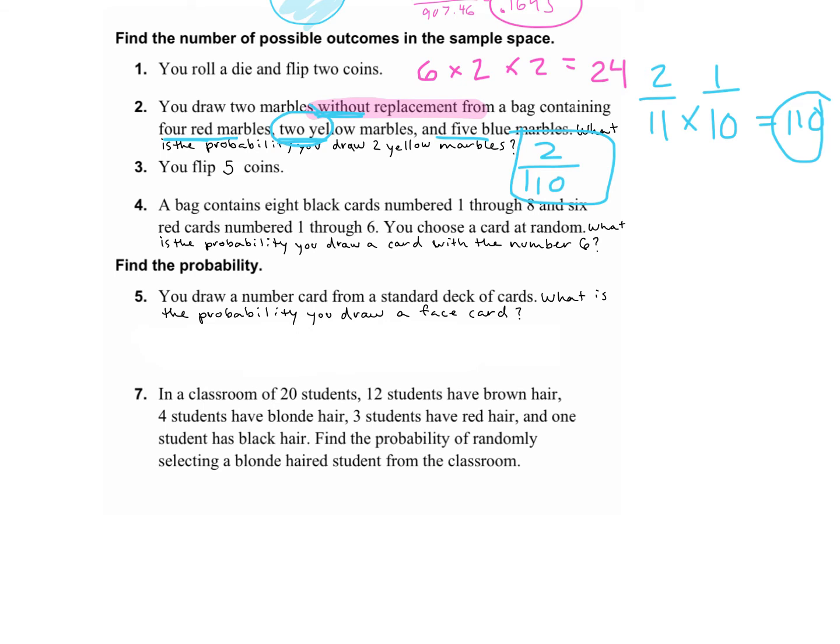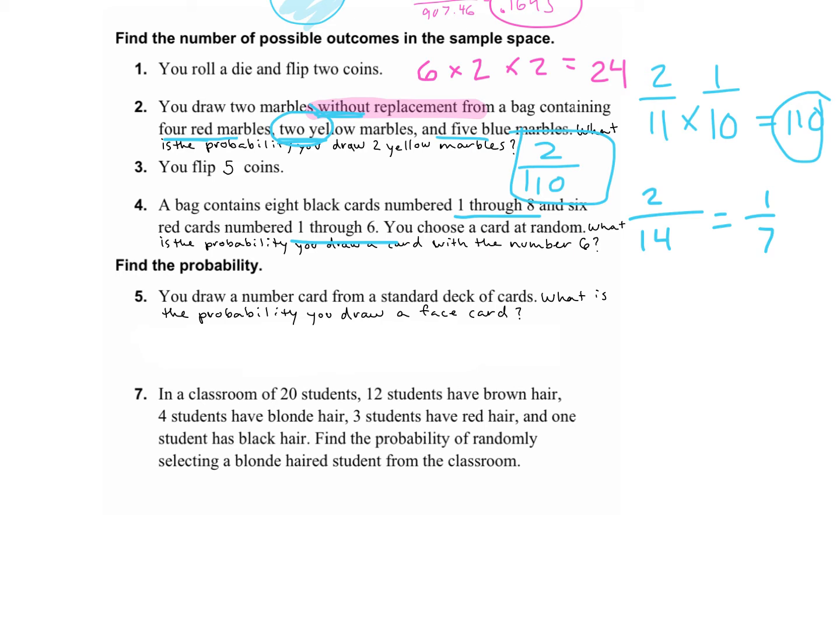Number 4, a bag containing 8 black cards numbered 1 through 8 and 6 red cards numbered 1 through 6. You choose a card at random. What's the probability you draw a card with the number 6? So we have 1 through 8 black cards and 1 through 6 red cards. That means we have 14 cards total. And out of those 14, there's a red one with the number 6 and a black one with the number 6. So 2 out of 14, which is 1 out of 7.